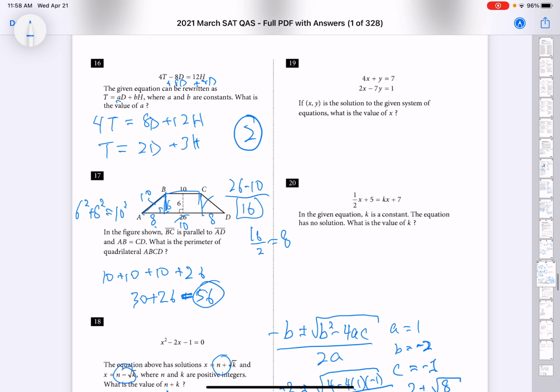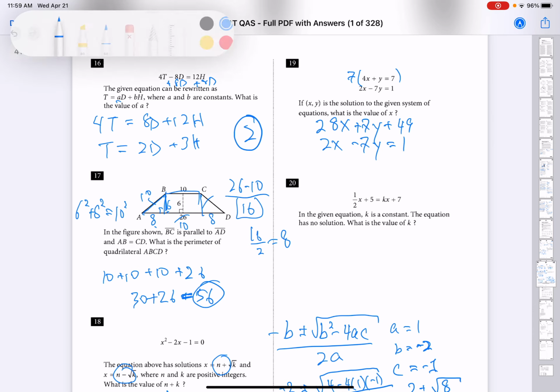Okay, we have number 19. It says x and y is the solution to the given system of equations. What is the value of x? Okay, so if they want us to find the value of x, what I can do is multiply the top equation by 7 to get rid of y. I'm going to get 28x plus 7y equals 49. And then on the bottom equation, we're going to get 2x minus 7y equals 1.